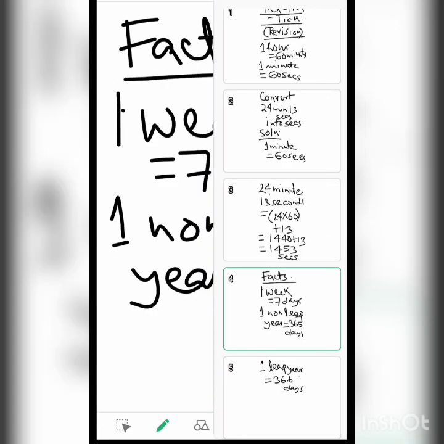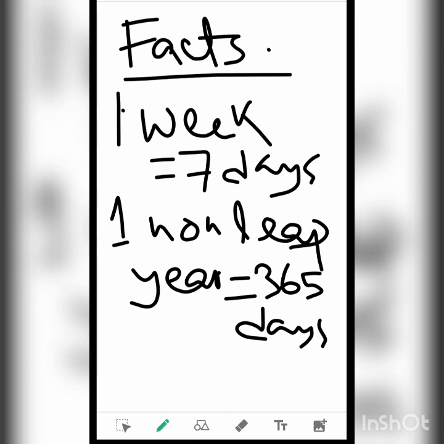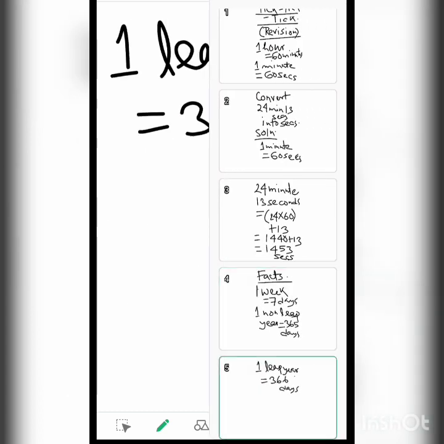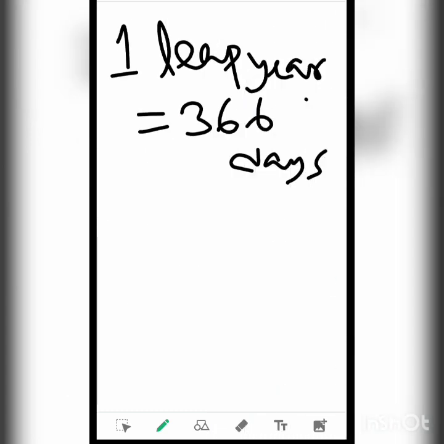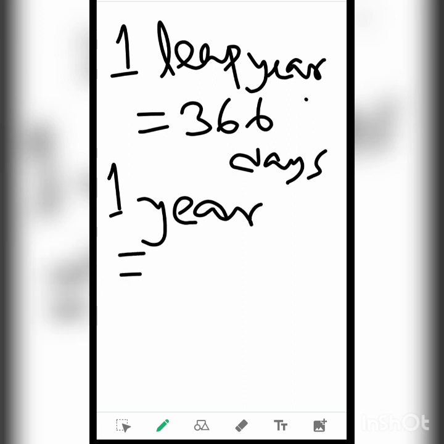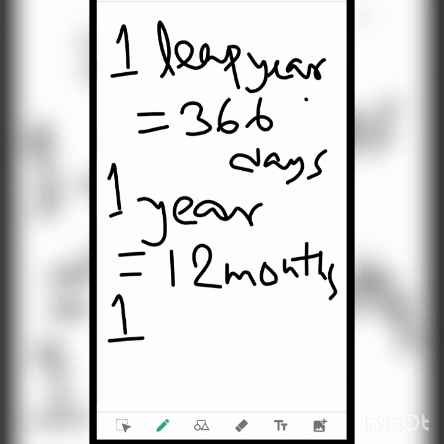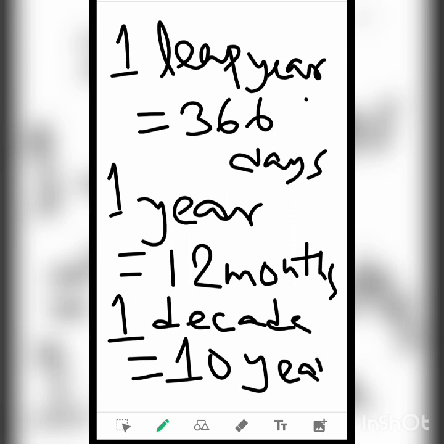So let us recapitulate the facts once again from the previous board. 1 week is equal to 7 days, 1 non-leap year is equal to 365 days. Coming to the next board, 1 leap year is equal to 366 days. 1 year can also be written in terms of months as 12 months. Next, 1 decade is equal to 10 years. So basically we can write all these things for our recapitulation.